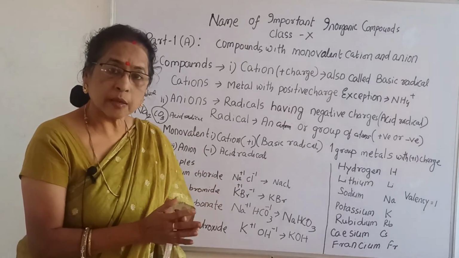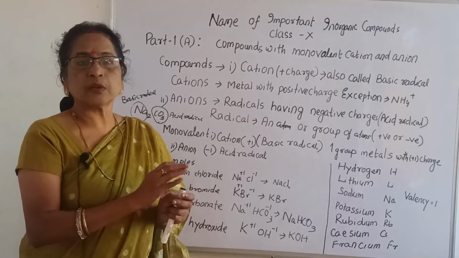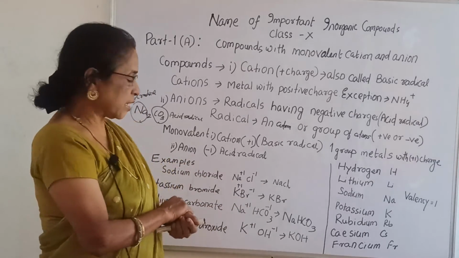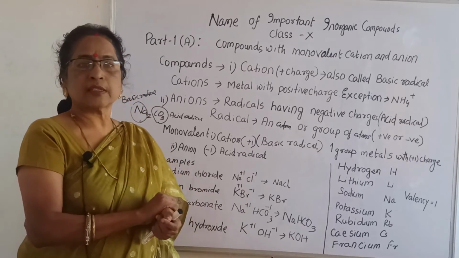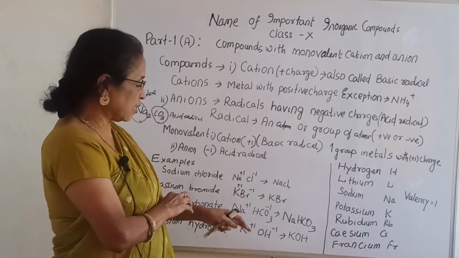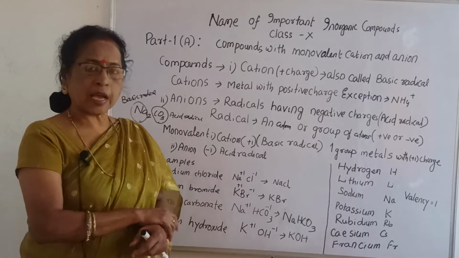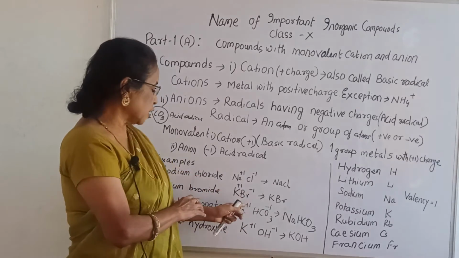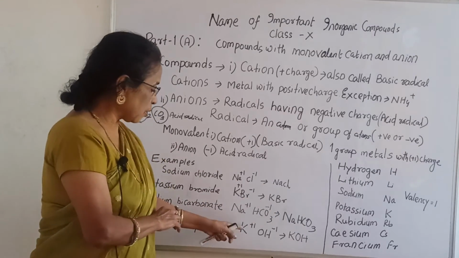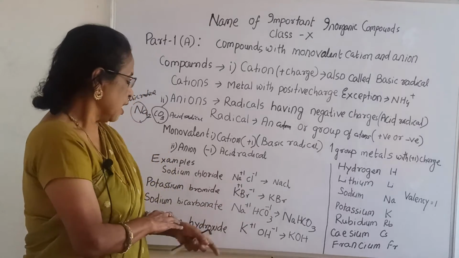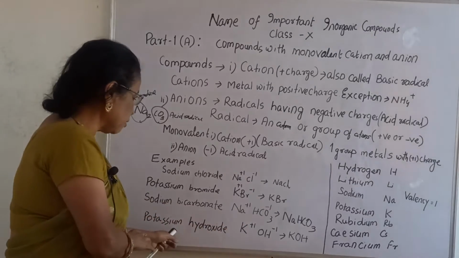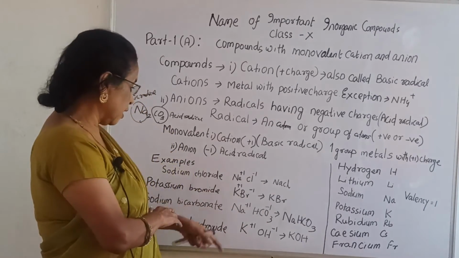Sodium bicarbonate, NaHCO3. HCO3 minus is called the bicarbonate radical, but nowadays it is known as hydrogen carbonate, whose charge is -1. This acid radical has -1. So the formula is NaHCO3, because it is +1 and -1. Potassium hydroxide: here +1 and OH minus, so both cancel, and the formula is KOH. The name is potassium hydroxide. I hope it is clear till now.